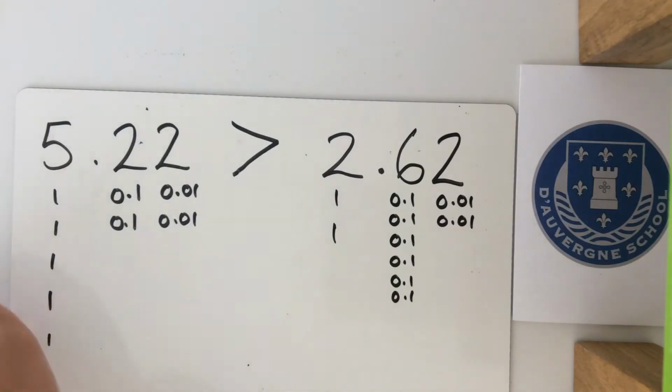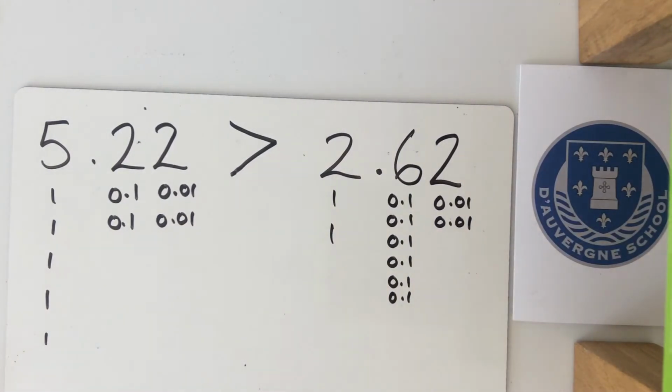So now I'd like you to have a go at doing this, rolling 2 numbers, using the place value discs and then writing using the greater than and less than symbol. Okay, pause the video now whilst you give that a go.